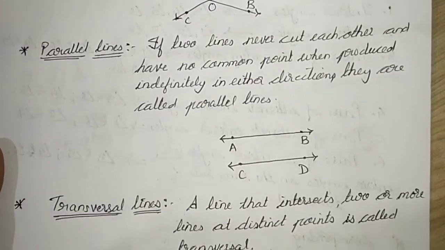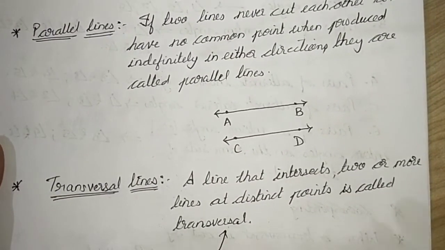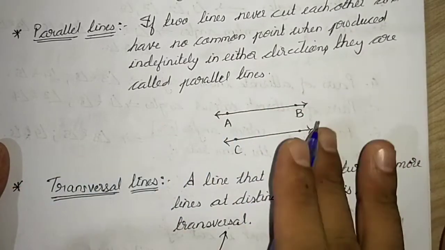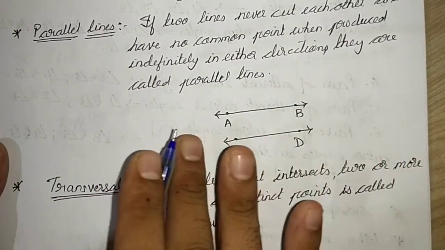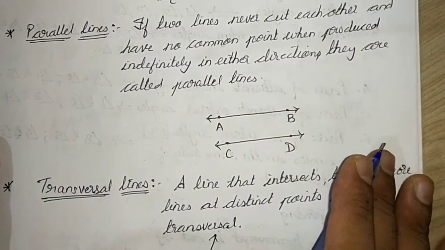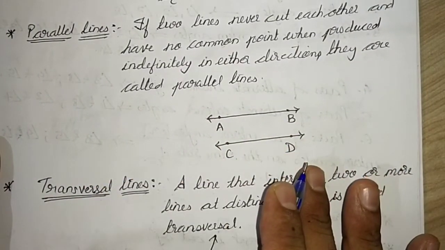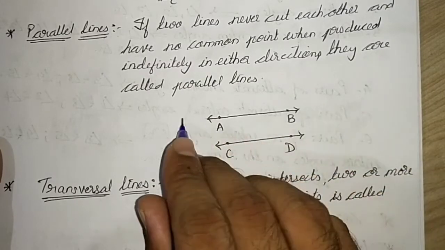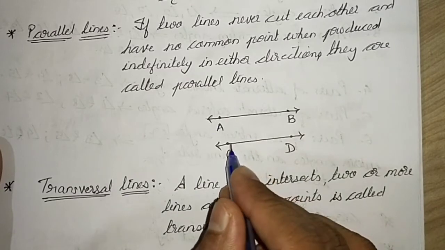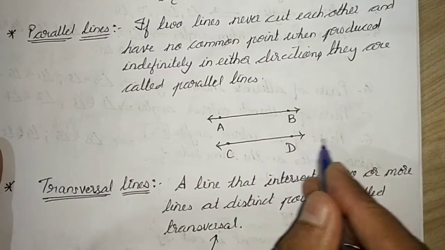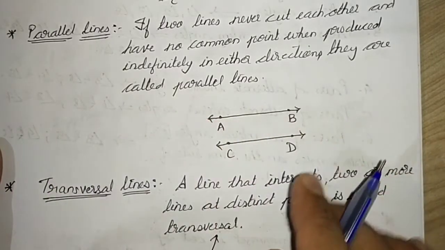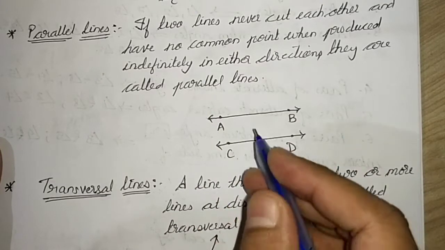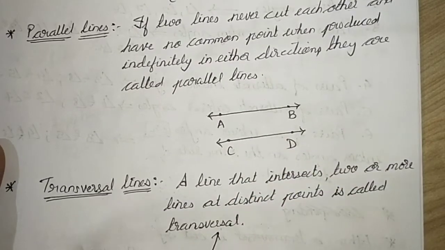Let us move to parallel lines. If two lines never cut each other and have no common point between them, even when produced further this side or that side, even if this line is produced further or backward, they have no common point between them, those lines are called parallel lines. Hope you are getting it.